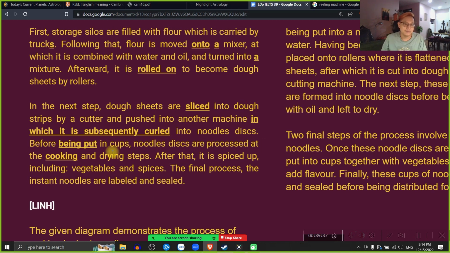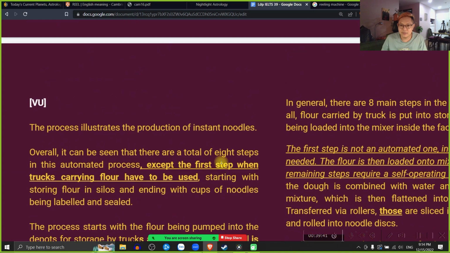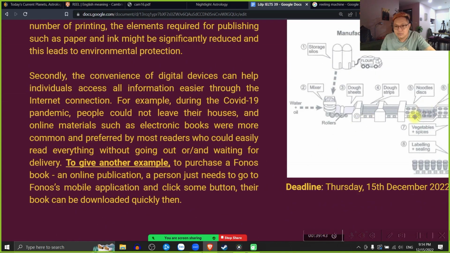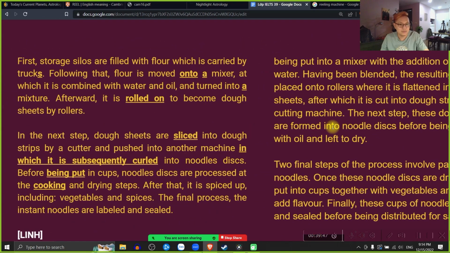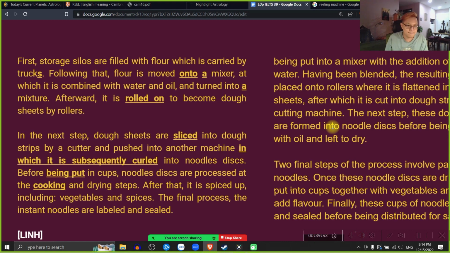Yeah. A process of the cooking. Cái chỗ noodle là mình dùng oil, right? Cooking in oil, yeah. Này phải là cooking in oil nha. Before being processed of the oil cooking. Yeah. And drying step.